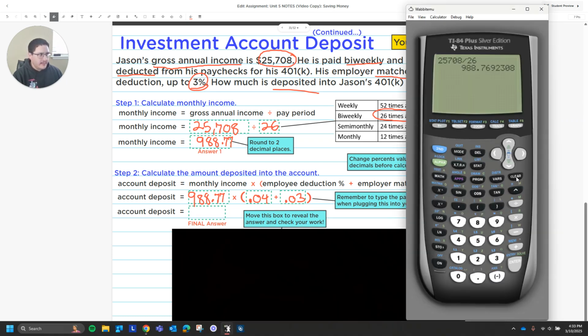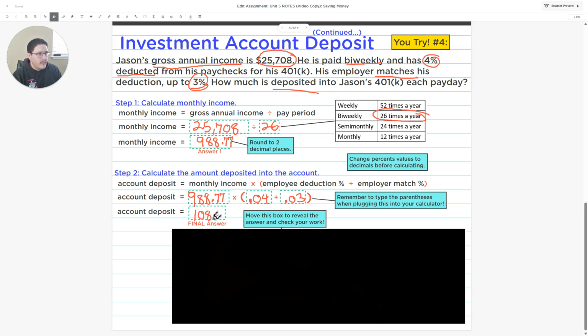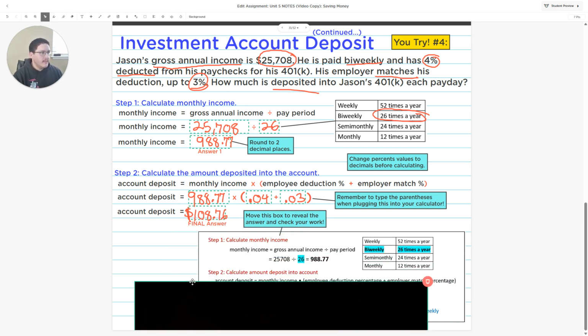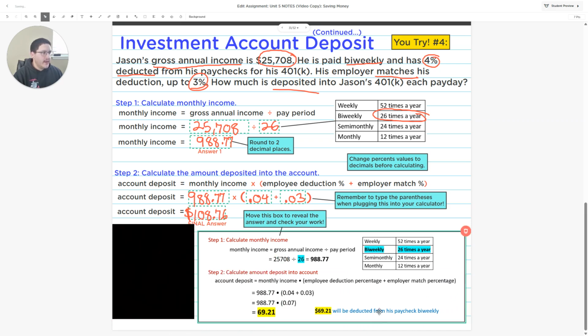So from the calculator, 988.77 times 0.04 plus 0.07, which will be $108.76. So 108.76 will be deposited into the account each time.